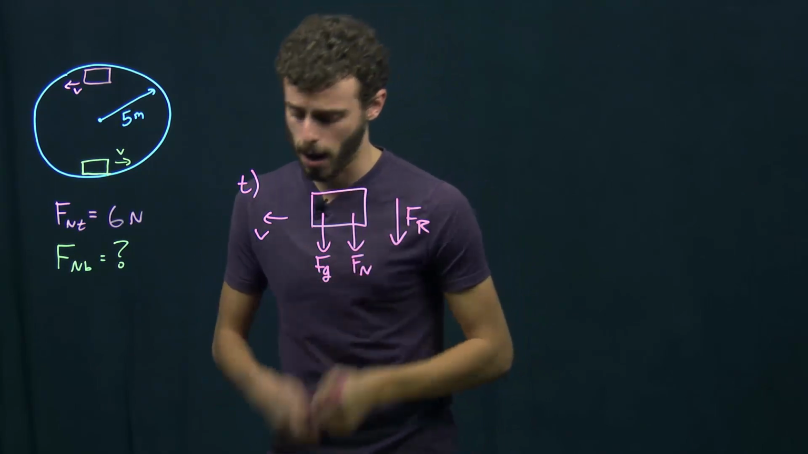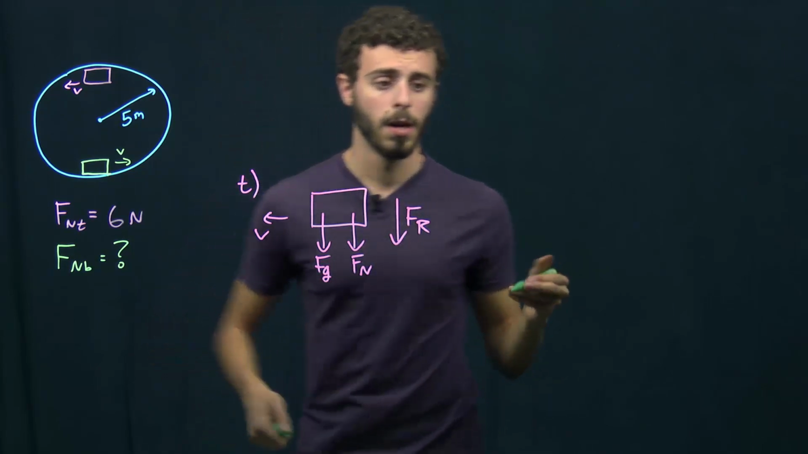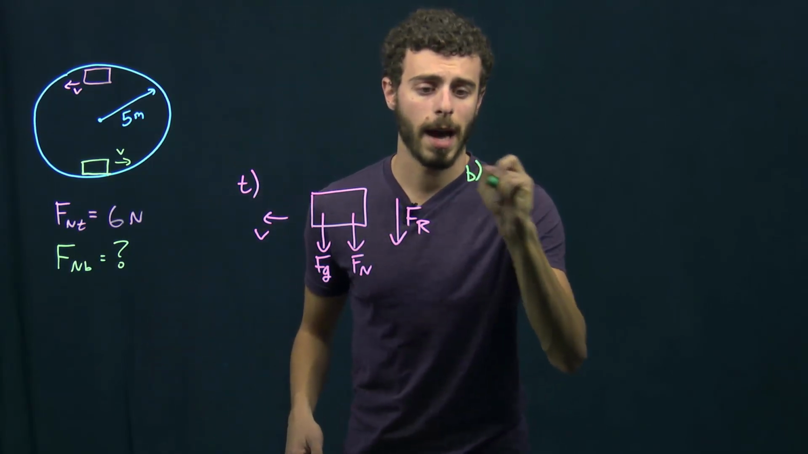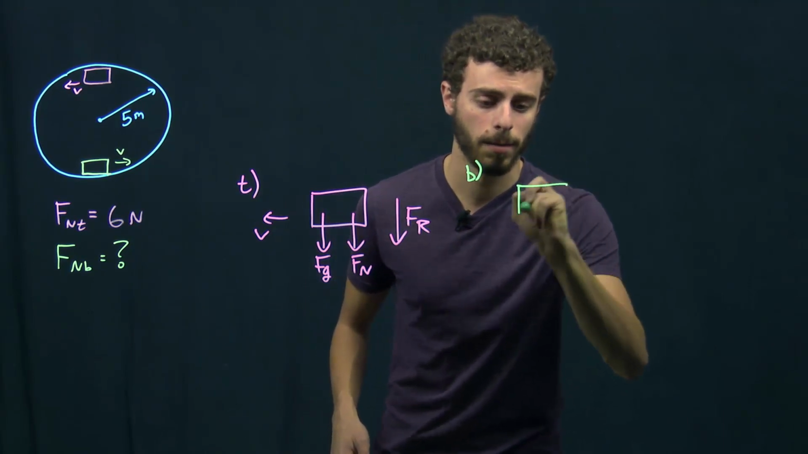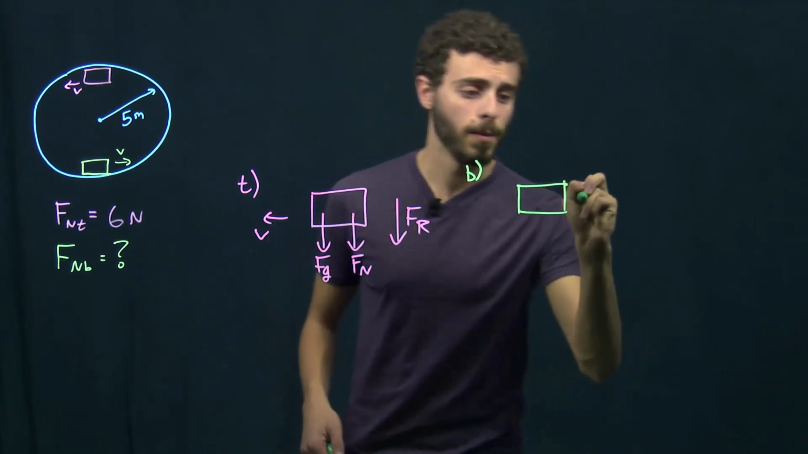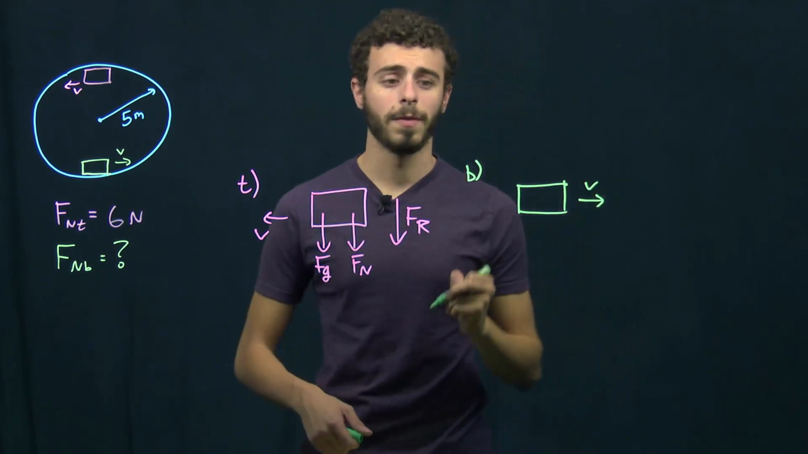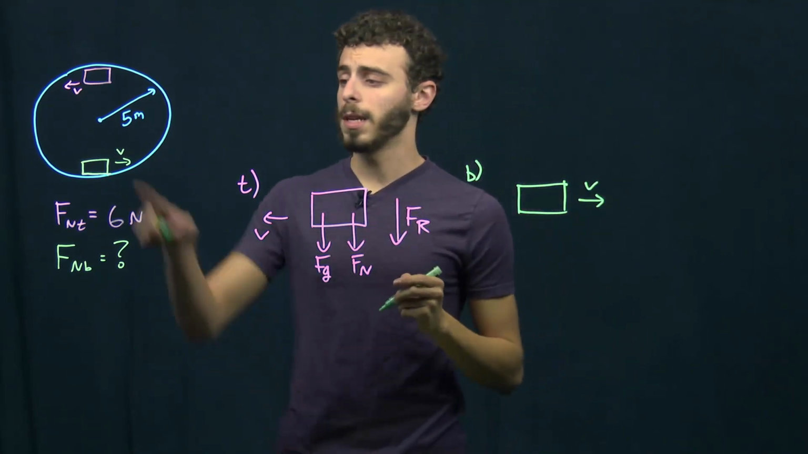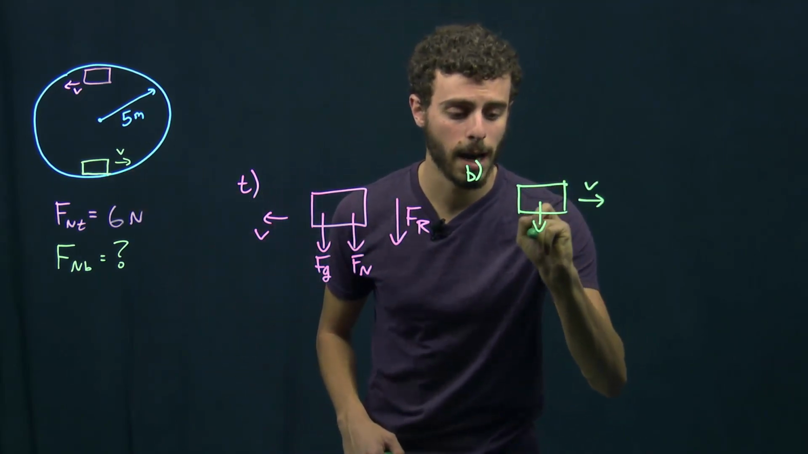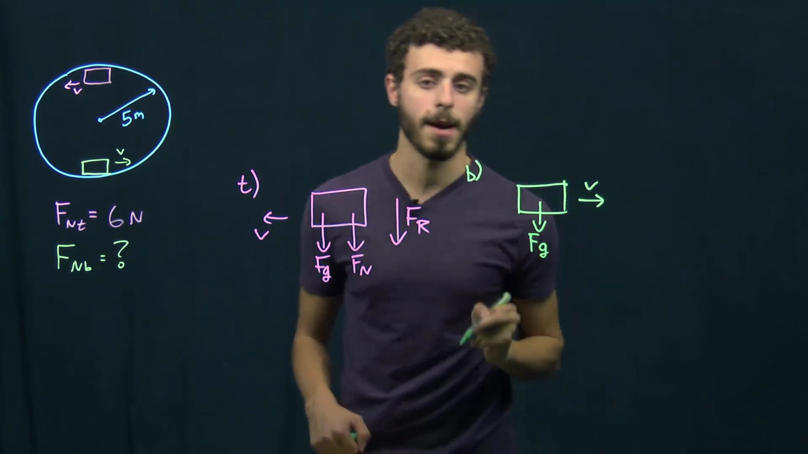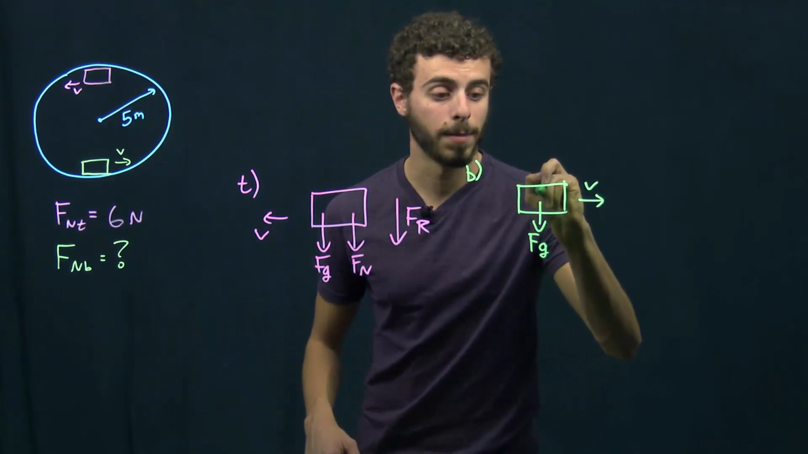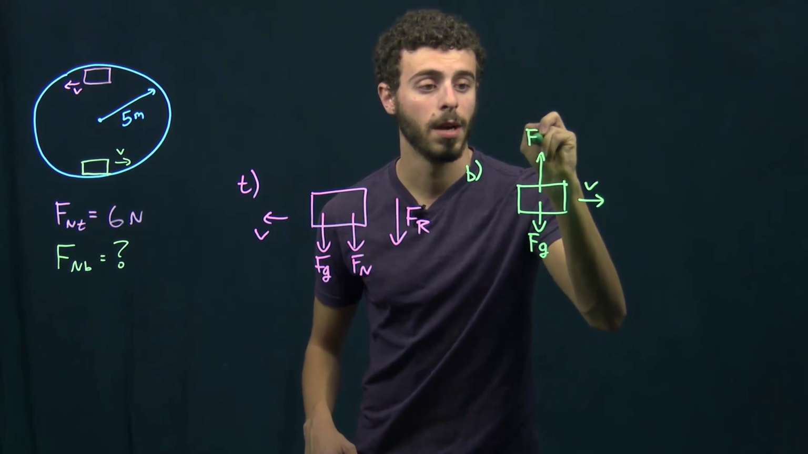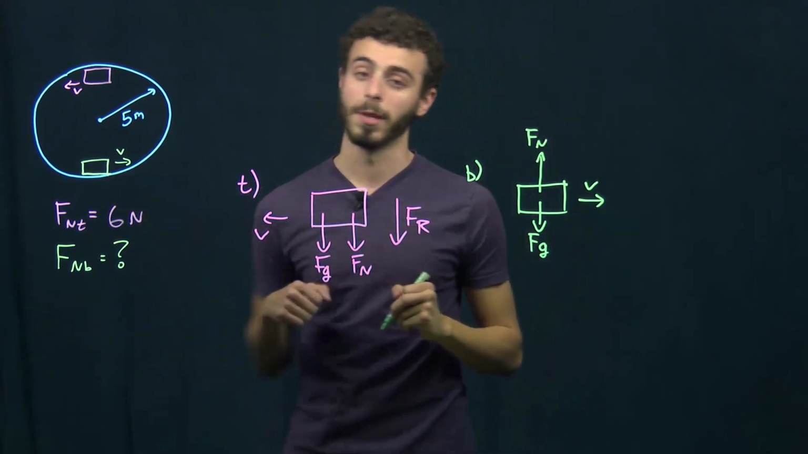So we'll leave that alone for now, and we'll move on to the bottom of the motion. At the bottom of the motion, we have a similar scenario, but a little bit different. Here, of course, it's moving to the right with the velocity. Our gravitational force is still pulling us downwards. So we still have Fg pulling down, but now our normal force is flipped. At this point in the motion, we actually have a normal force pointing upwards.